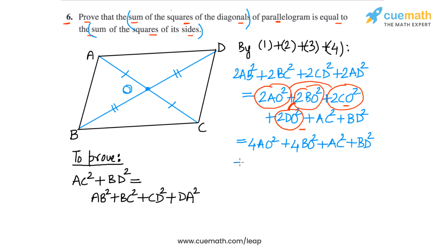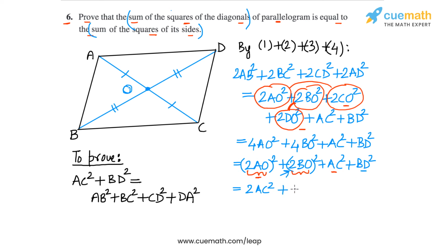Okay, and now 4AO square can be written as twice AO whole square, and 4BO square can be written as twice BO whole square, and then we have AC square, and then we have BD square. But now what is twice AO? Twice AO is simply AC and twice BO is simply BD. So this term, the first term, is AC square, which will add to AC square to give us 2AC square. So 2AC square, and similarly this term, the second term, twice BO whole square, is BD square, and BD square plus BD square will be 2BD square.